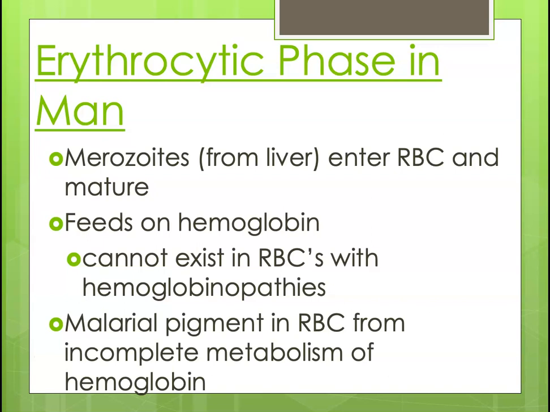On the blood smear, you'll start noticing a brown or black pigment called hemozoin that can be seen inside the RBCs. These are iron deposits, and it's also called malarial pigment. It comes from the incomplete metabolism of the hemoglobin.